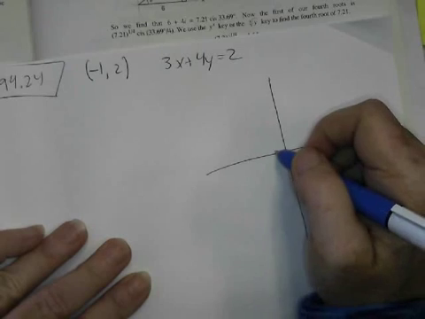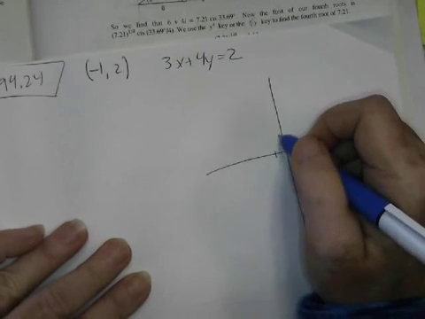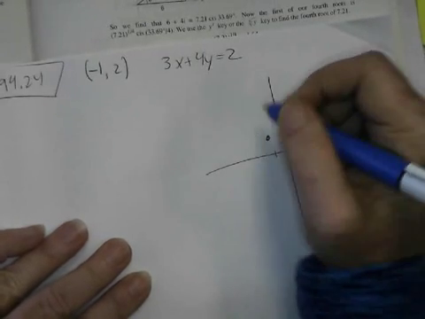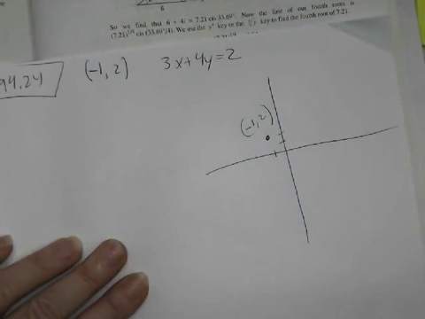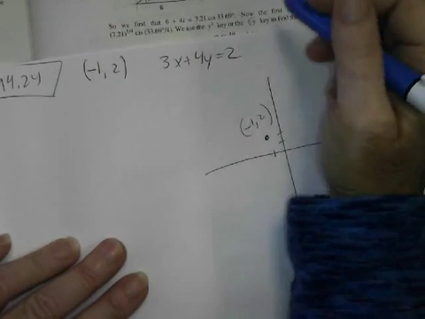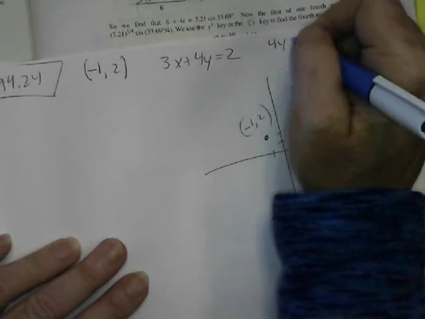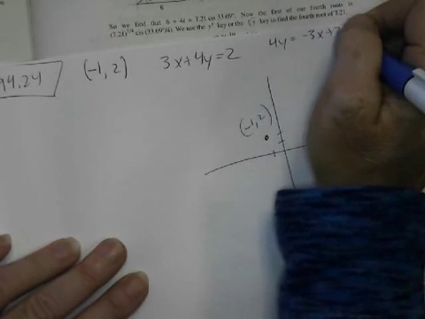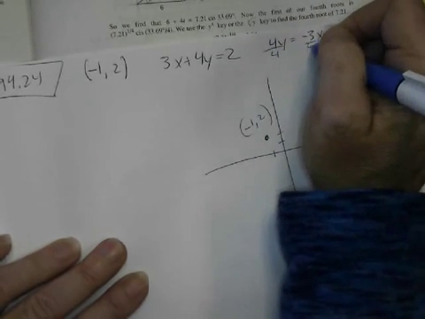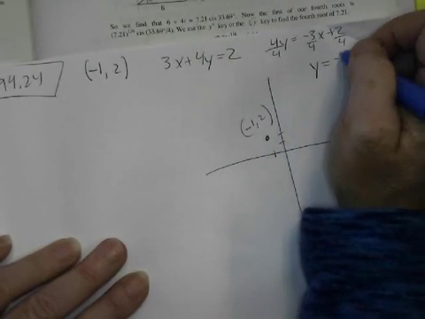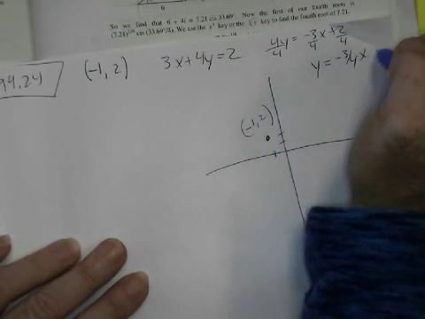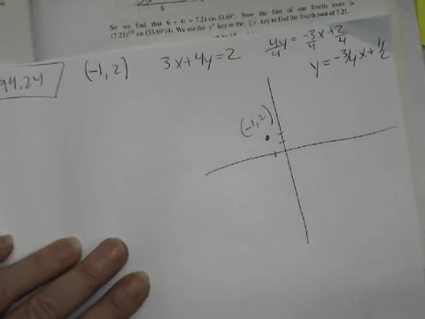So here's my point. It's -1 and +2. So there's my point. And then this line, well, I'll probably put it in y equals mx plus b. So I can say 4y equals -3x plus 2, divided by 4. So that gives me y equals -3/4 x plus a half.